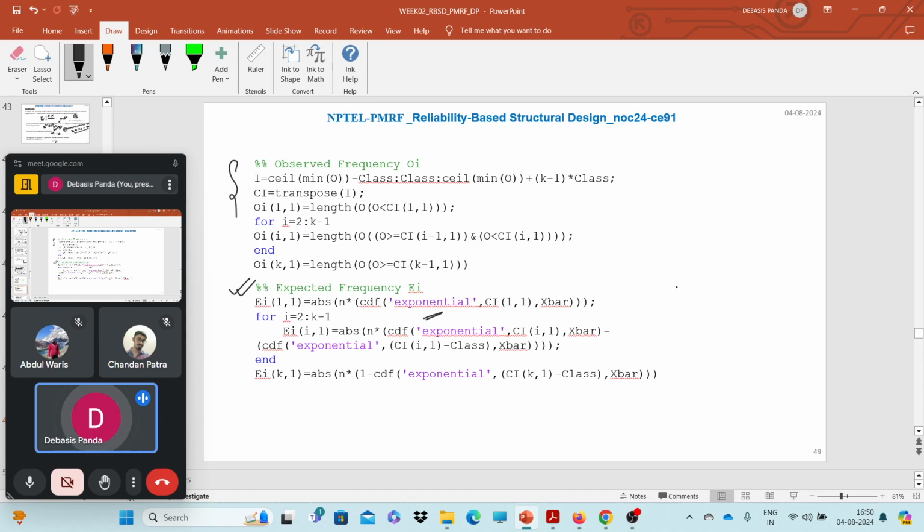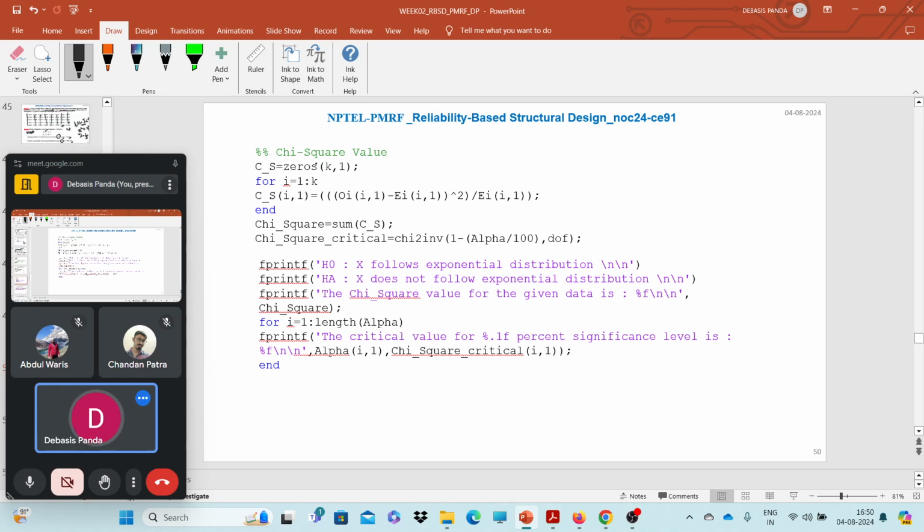Now the expected frequency portion is covered, and the totals E_i are stored here. Now we can easily calculate our chi-square value. For i equals 1 to k, we perform a loop over (O_i minus E_i) squared divided by E_i. The chi-square value will be the sum of those values. Now we check whether the chi-square value is more than the chi value for that degree of freedom and significance level or not. If yes, then it will not follow our hypothesis, and if not, then it follows the hypothesis.